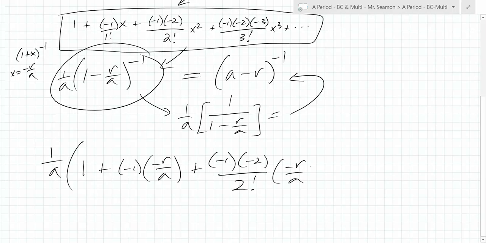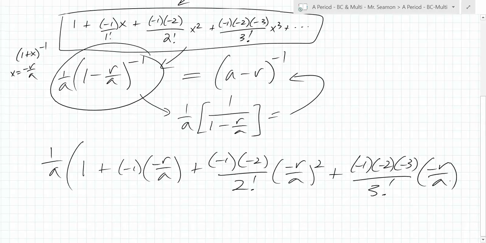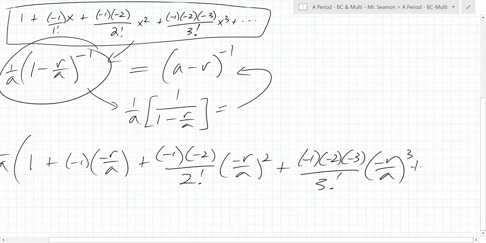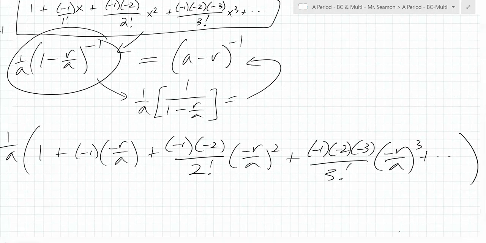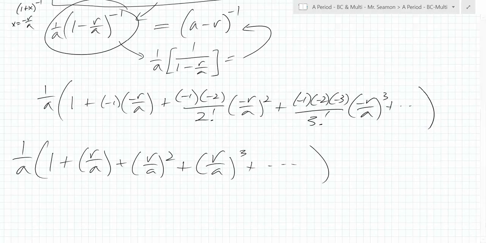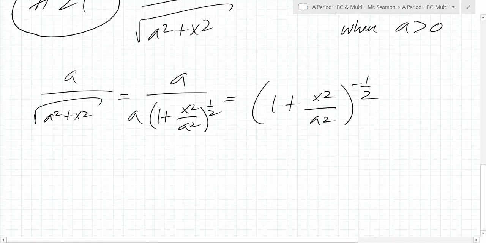Negative r over a squared plus negative 1 times negative 2 times negative 3 over 3 factorial times negative r over a cubed, thank you. And it keeps on going. How are we so far? Okay, so nice clean it. Is it really nice?